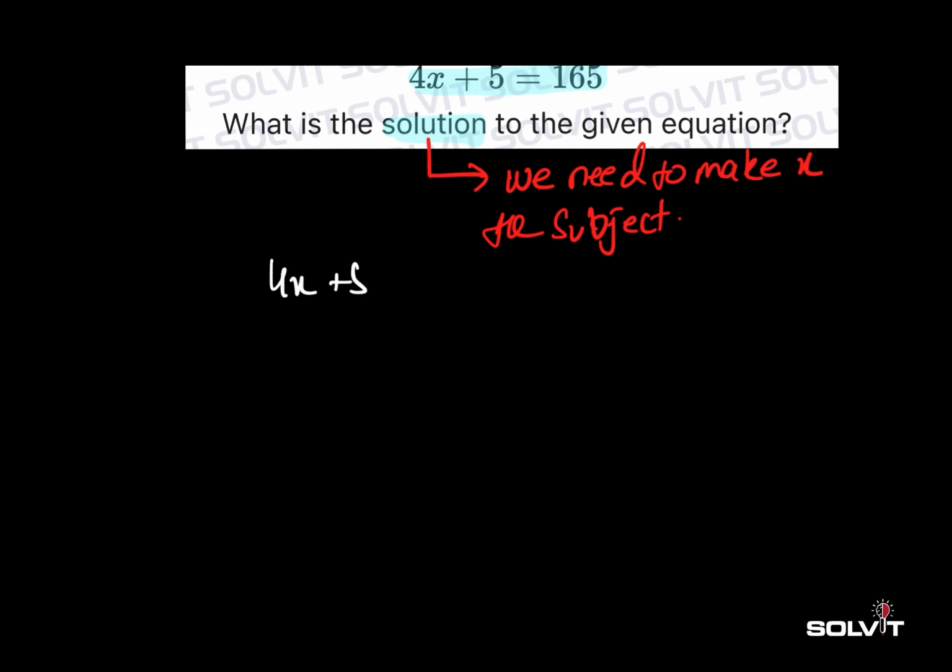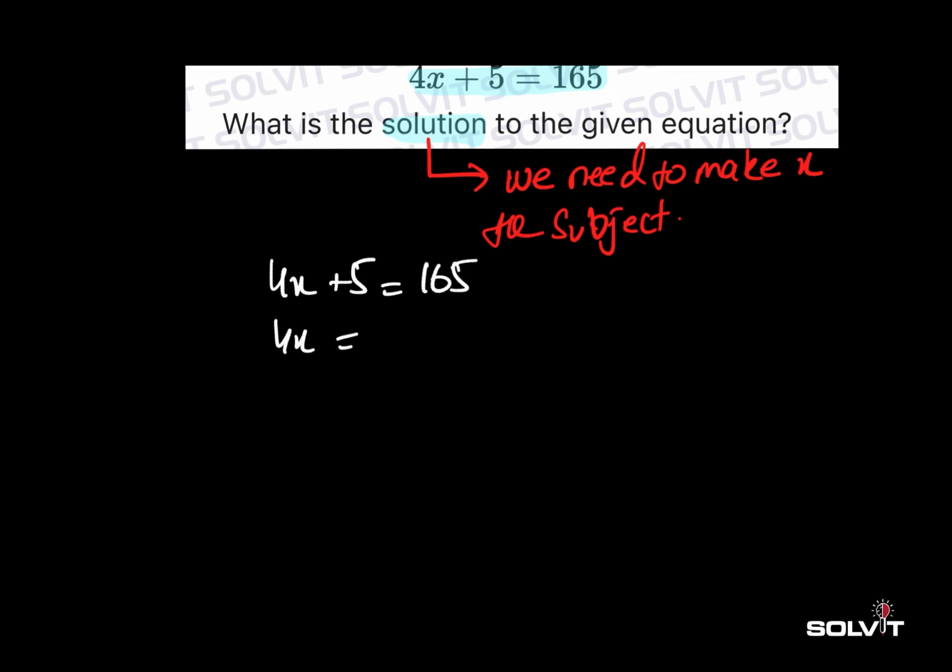So guys, in order to solve this equation, what do they mean? They mean that we need to make x the subject, right? That's what they say when they want us to solve the equation. So that means everything that is there with x, we're going to take it away. So it is going to be 4x plus 5 equals 165.